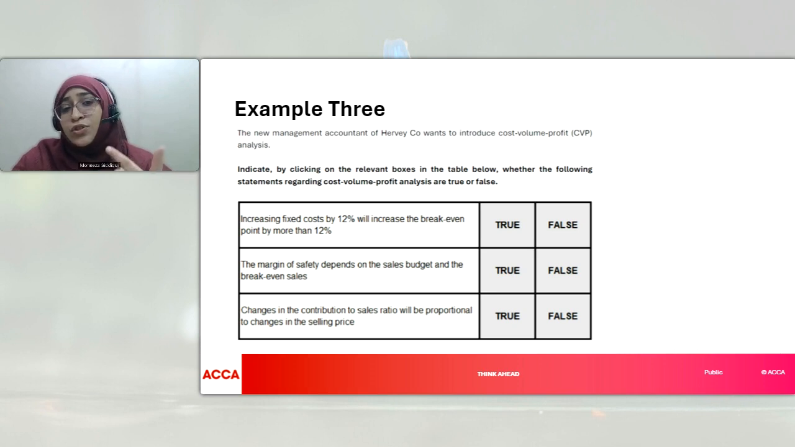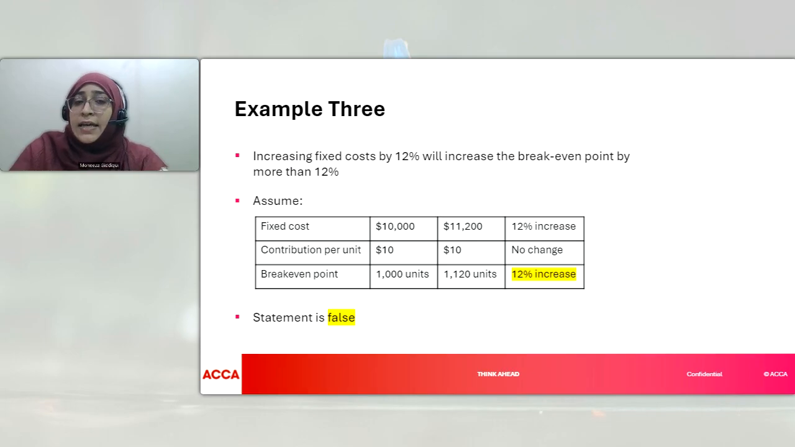Now, if you simply focus on the first statement, it states that increasing fixed costs by 12% will increase the break-even point by more than 12%. Now, we need to identify whether the statement is true or false. And now, you're spending time, you're thinking, does this make sense? Those of you who are absolutely certain about your CVP concepts might be immediately able to pick up that this would be a false statement. But candidates like me might struggle. Now, in this situation, rather than going for a guess, what is ideal is to just use assumed figures. So if you look at the table, the second bullet point, right, this is my assumed figures.